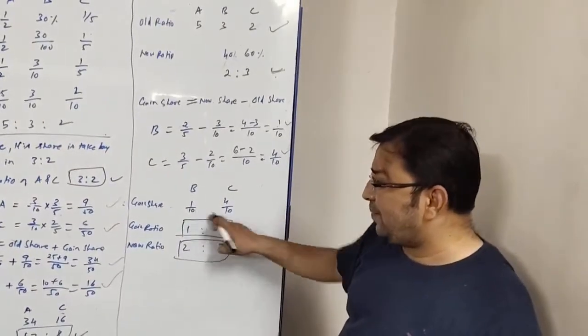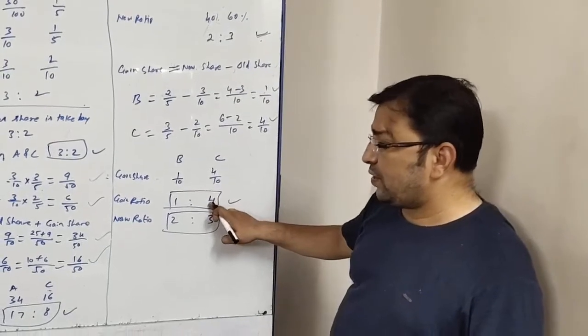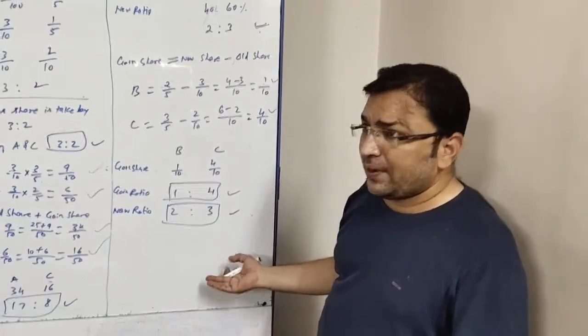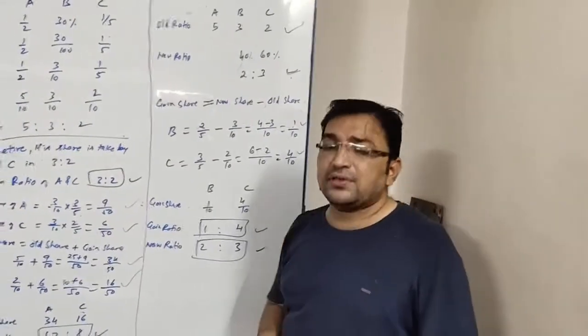So the gain ratio, eliminating the denominator, is 1 is to 4 and the new ratio is already given to us. It is 2 is to 3 between B and C. So this is all about sum number 10.